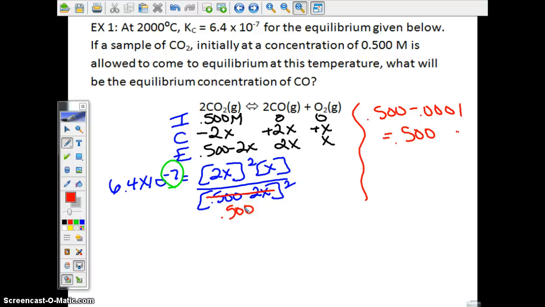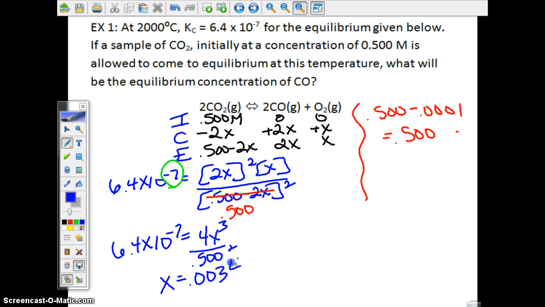But you do have to check it at the end, and I'll show you how to check it and why it's called the 5% rule. So this problem just became 6.4 times 10 to the negative 7th equals 4x cubed over 0.5 squared. You don't need anything fancy to work that out. How do you take a cube root if you don't know how to use that math function on your calculator? Raise it to the 1/3 power. There's a lot of different ways to do that. So we can find here that x is 0.0034.